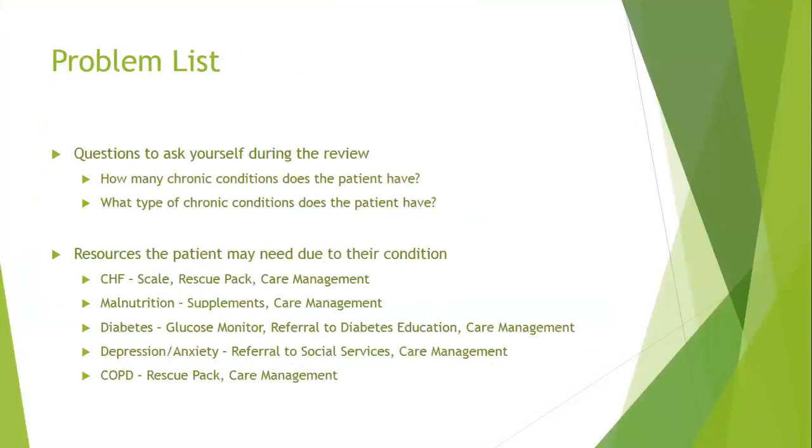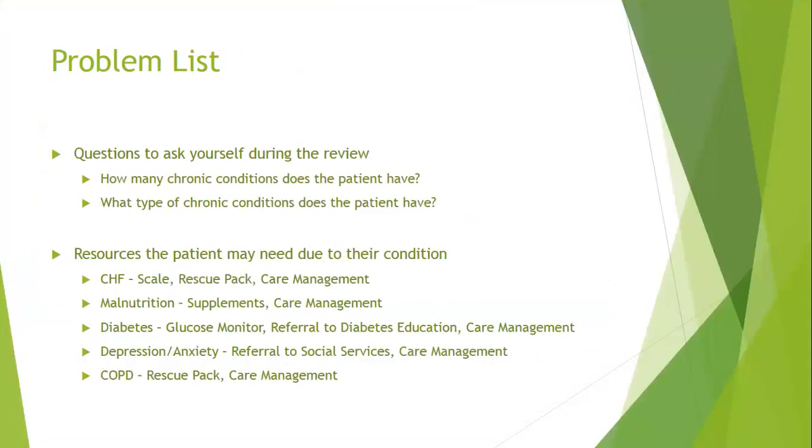So let's break that down. Our problem list. What are we looking at? Well, the questions we want to ask ourselves are, how many chronic conditions does the patient have? What type of chronic conditions does the patient have? We want to take this into consideration and decide what resources that patient may need due to their condition, such as CHF, maintenance scale, a rescue pack, and care management.